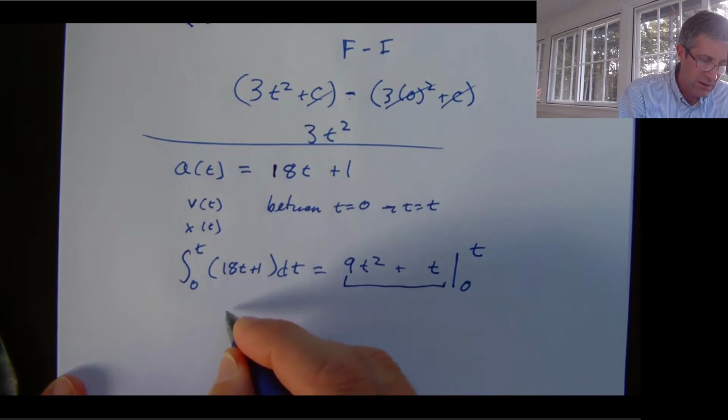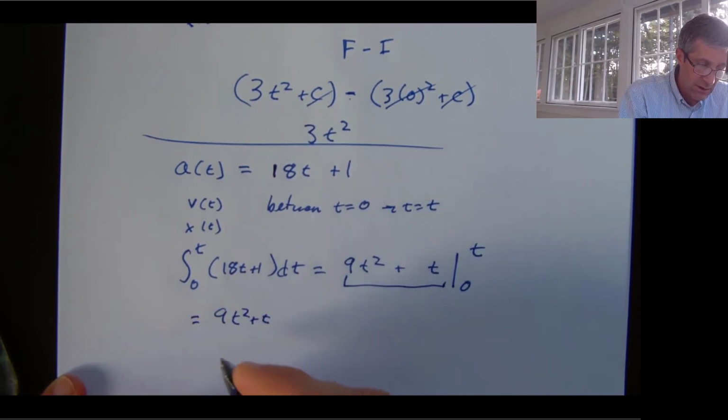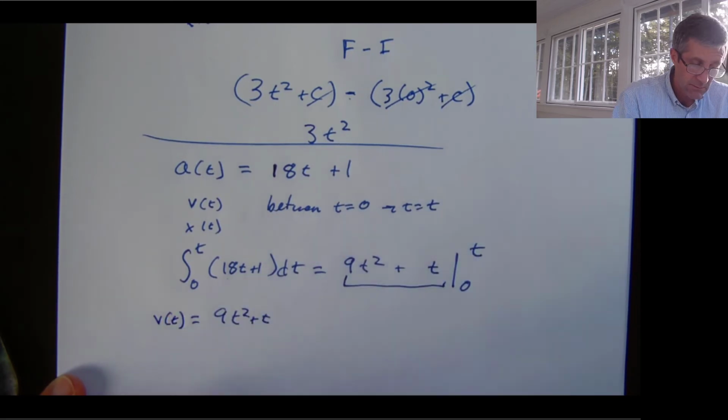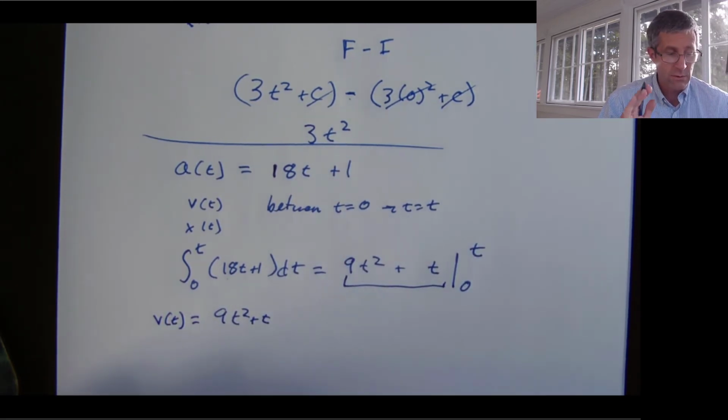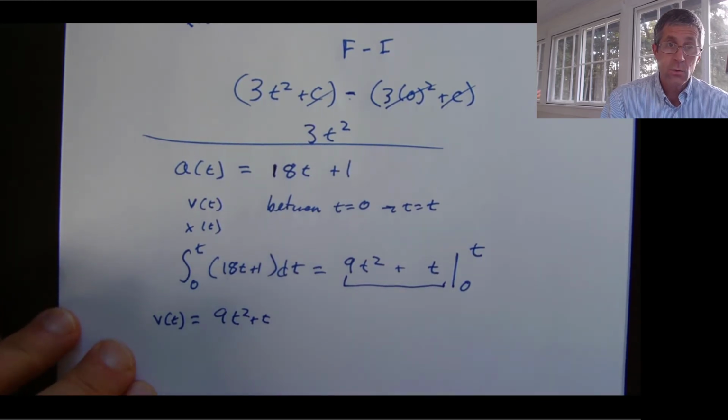So this tells me 9t squared plus t, and that's equal to my velocity at any time point. Again, remember what this is telling me. This is not telling me my absolute velocity. That's telling me my velocity change within this time frame, but good enough for what we need. So we're going to get to position.